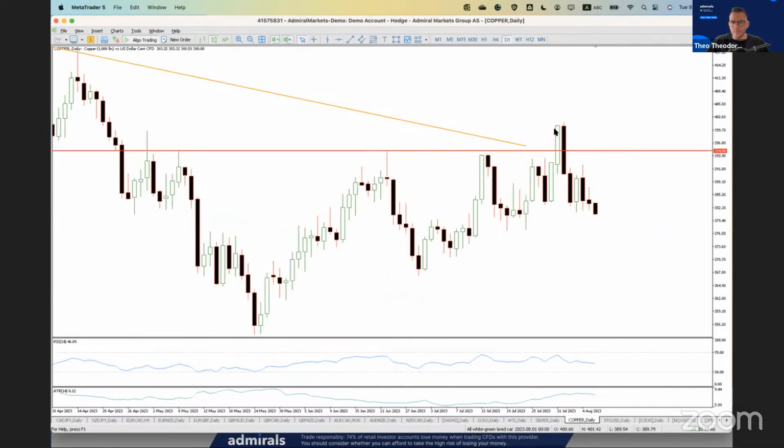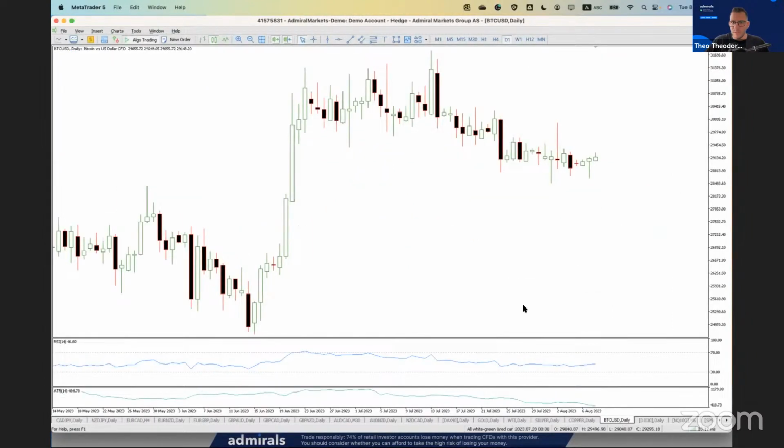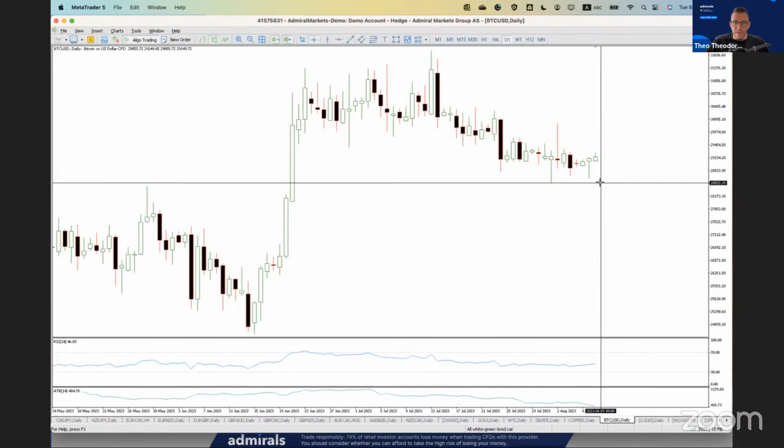Copper, this false breakout at the resistance, and this bearish engulfing yesterday is helping the copper to move lower. If we structure the market, an upward trend line can be drawn, and maybe some more weakness is due to come. Bitcoin is hovering around this area.